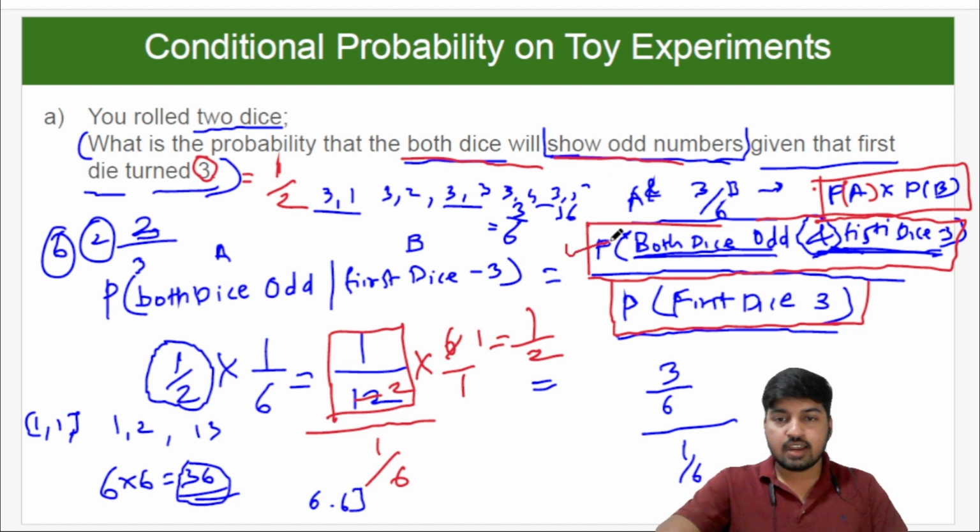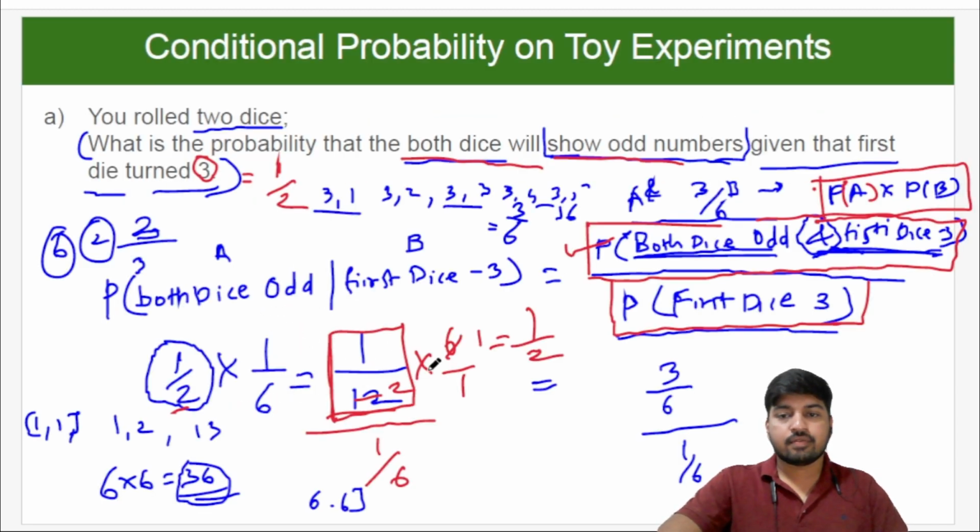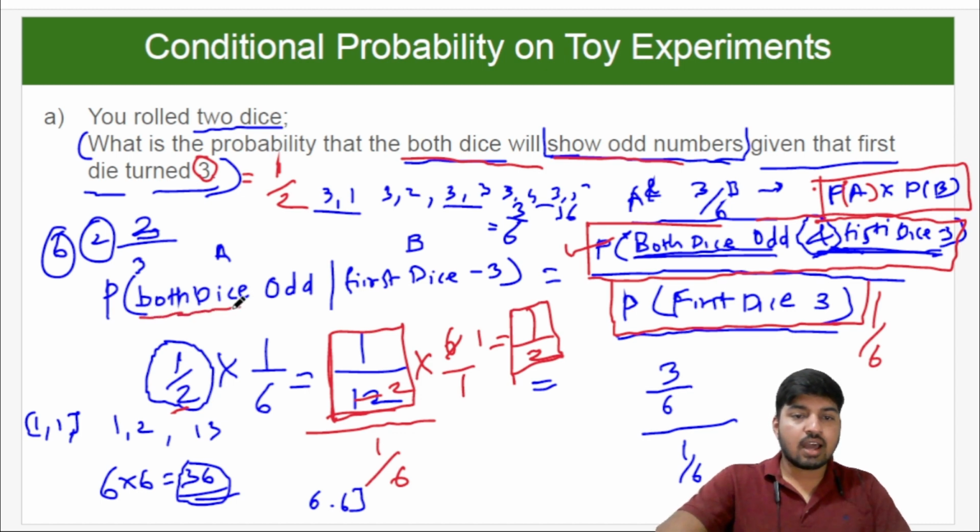For this first event, what is the probability we have calculated? 1 by 12, correct? So this is 1 divided by 12. What is this probability? The first die will face 3. It is 1 divided by 6. I'm asking about the first one: 1 by 2 into 1 by 6, you got 1 by 12. So that 1 by 2, how did you get it? The both dice are odd. This is my event, correct?